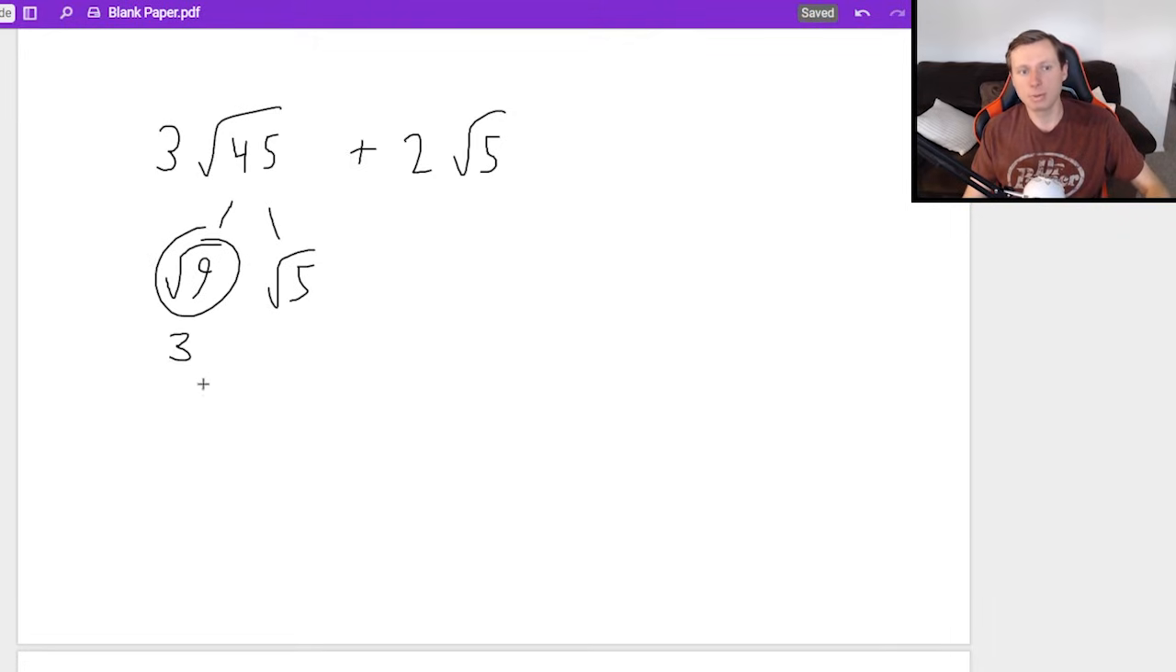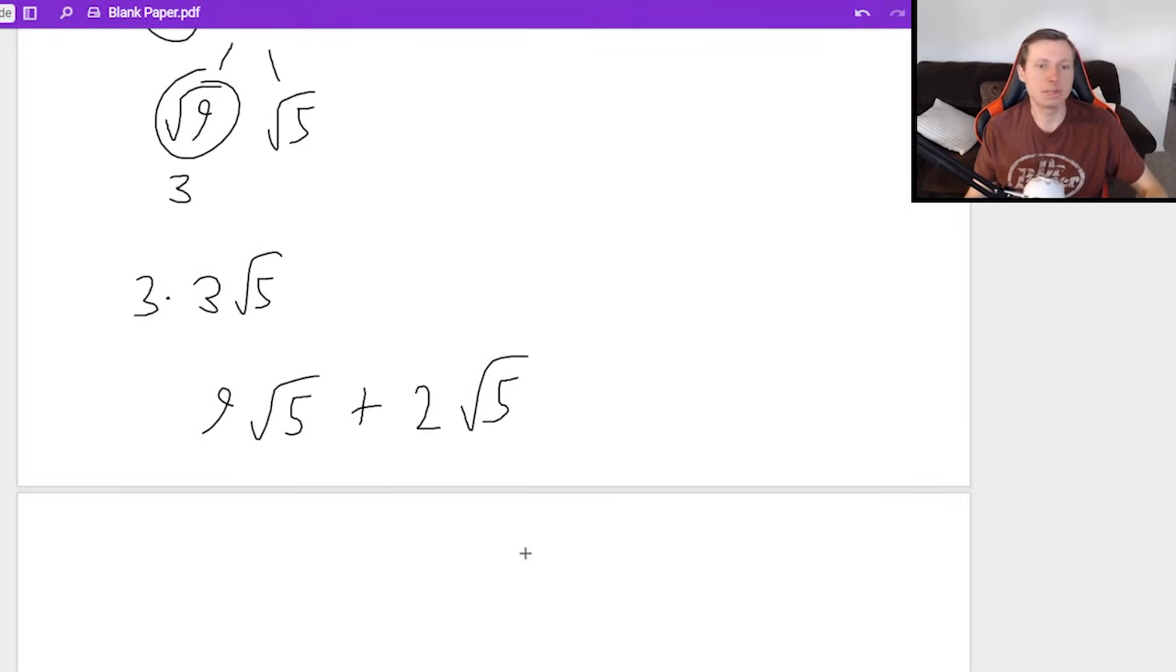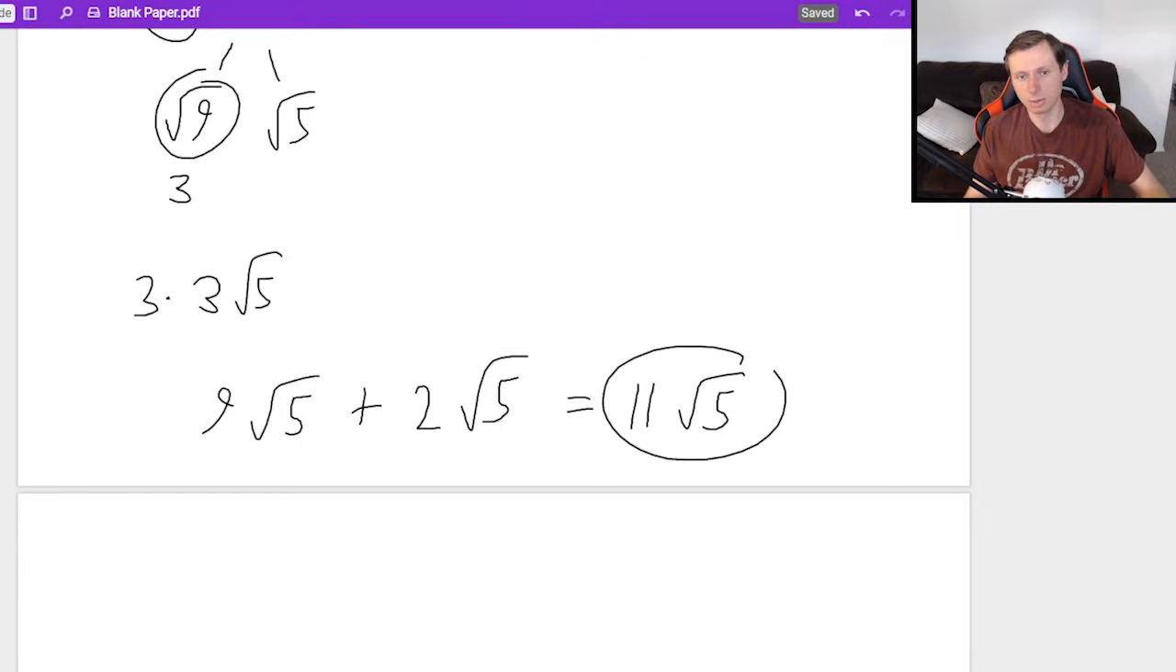Keep in mind, when I rewrite this, I'm not going to write 3 root 5, although I'm not going to erase that, that's not wrong, but I need to say 3 times 3 root 5. Why? Because I can't forget that 3 right there. And those 3s are going to multiply together. So really, I have 9 root 5 plus 2 root 5 from the original. And now that these are the same square root, root 5, I can now add the numbers together, specifically the 9 and the 2. The answer is just 11 root 5.